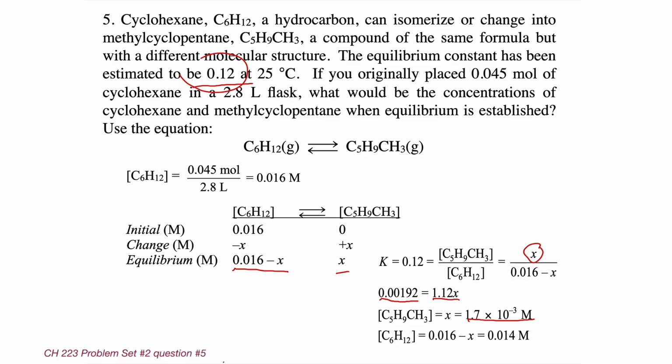That's the methylcyclopentane at equilibrium. And then the cyclohexane at equilibrium is 0.016 minus 1.7 times 10 to the minus 3, which is 0.014 moles per liter. So it's kind of cool how these kinds of things can be done.